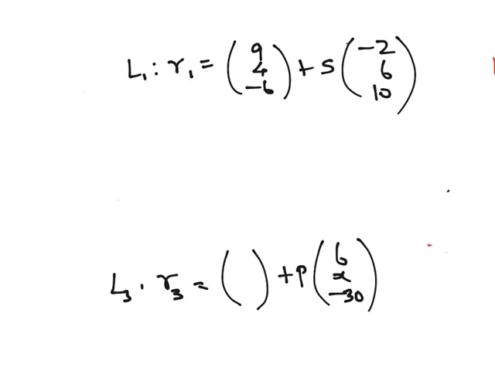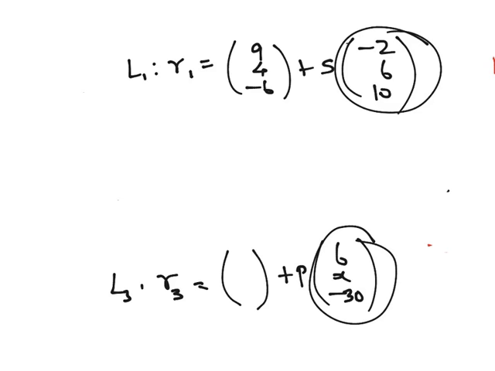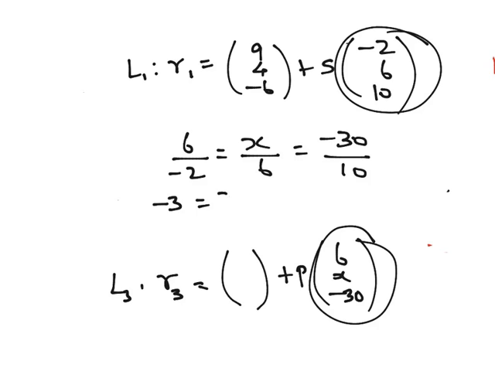It's given that L1 and L3 are parallel. What should be the value of k? Quite simple. If they are parallel, then the direction vectors have to be proportional, isn't it, students? That means 6 by minus 2 should be equal to k by 6, which should be equal to minus 30 by 10. So you'll get minus 3 equal to k by 6 equal to minus 3, which means k equal to minus 18. So the value of k is minus 18.